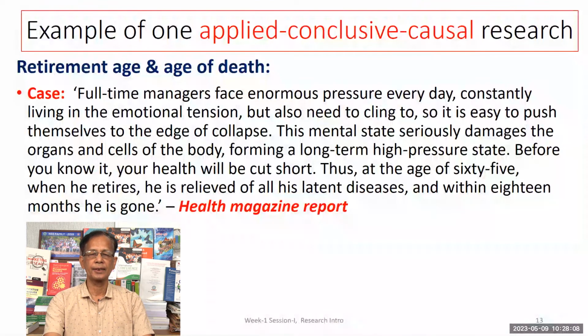This is a case which was published in one health magazine report. It illustrates how employees face tremendous pressure during their work life, and that might lead to health hazards if one continues working beyond 60 years, and how it is going to impact the health condition. A researcher had studied how the employment duration or retirement age and the age of death relate, whether there is any causal relation between the two. Let's see this data which is shown in the PPT.